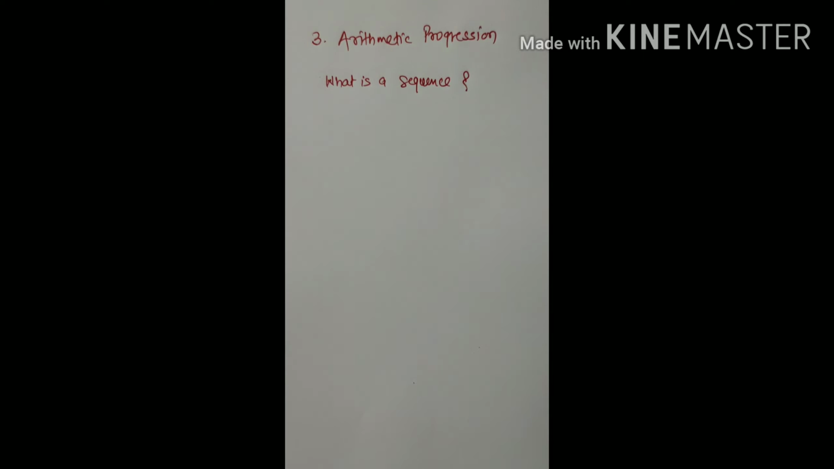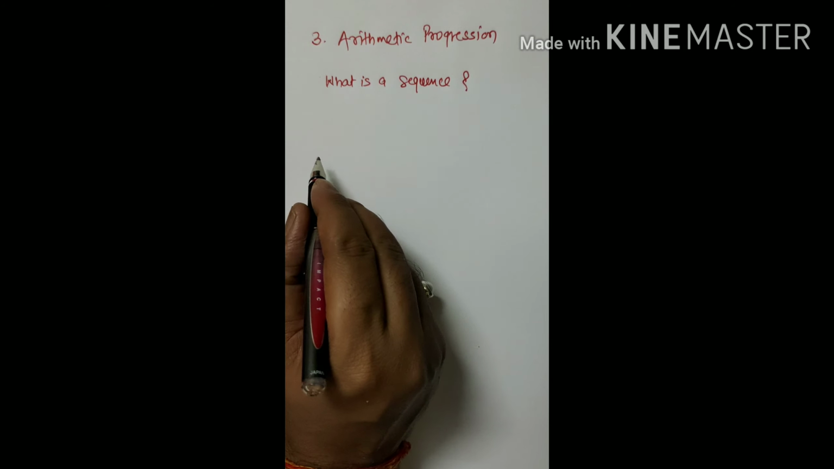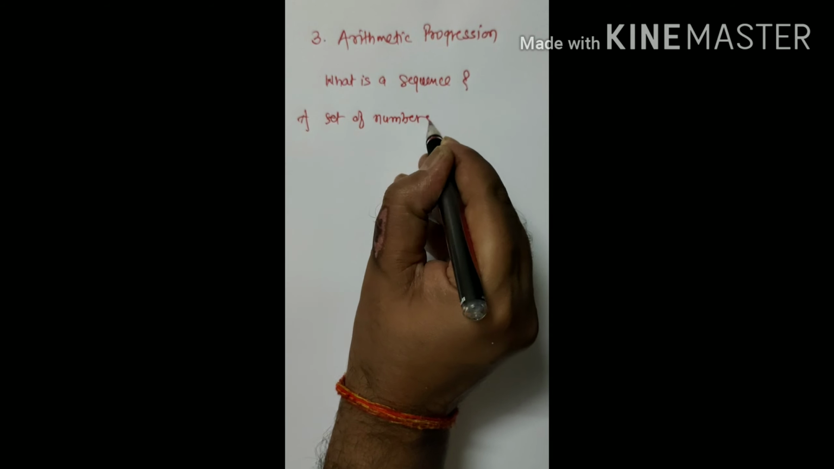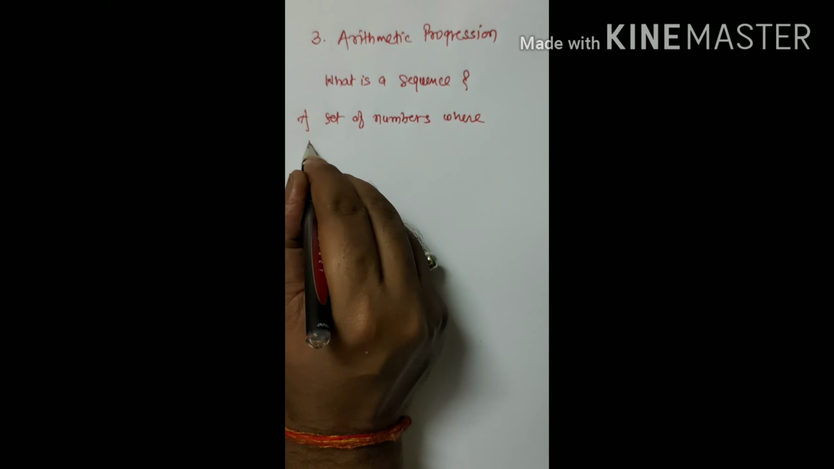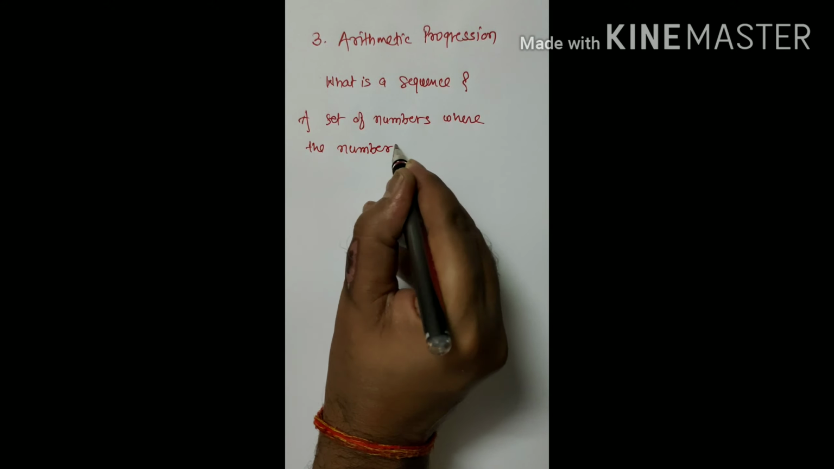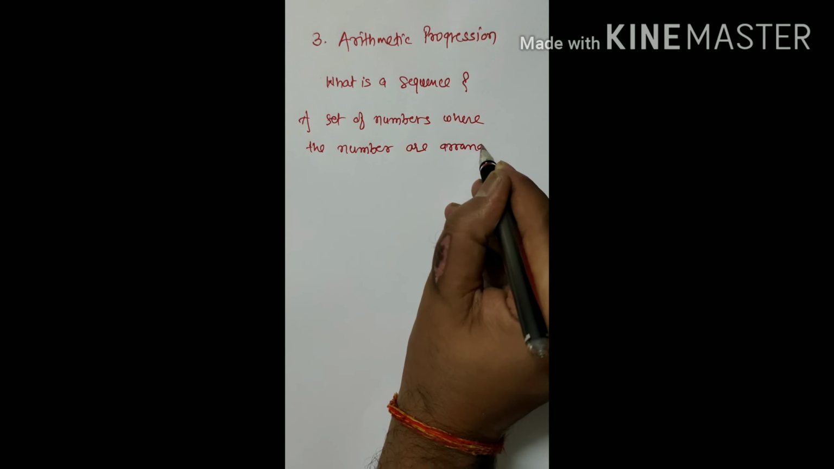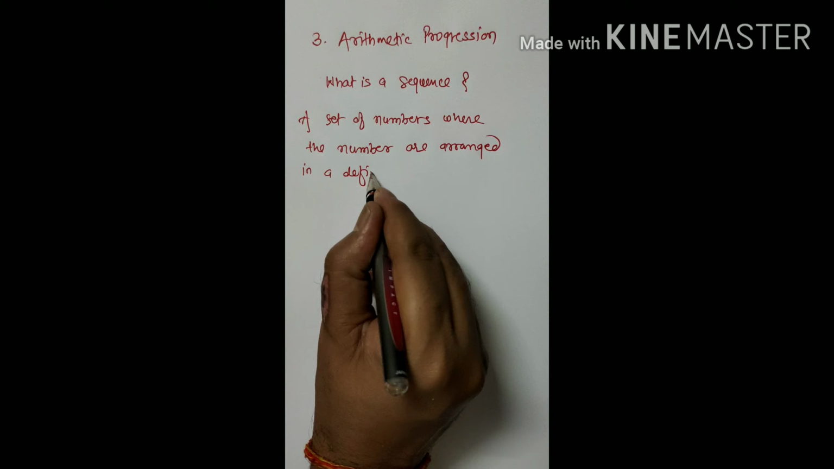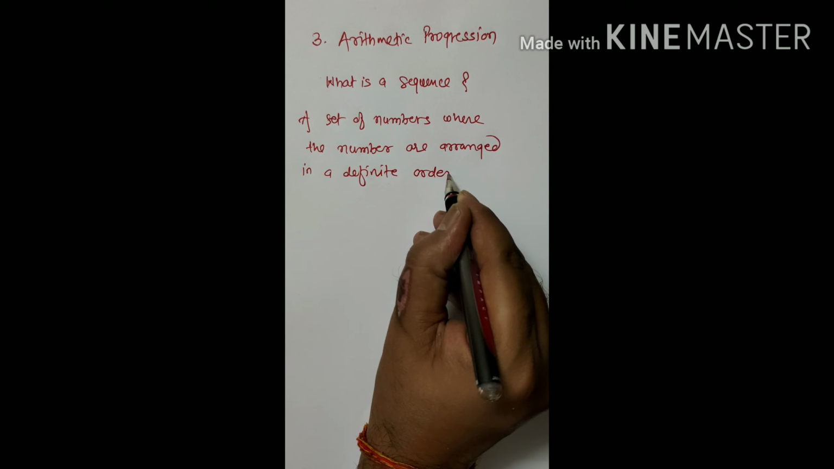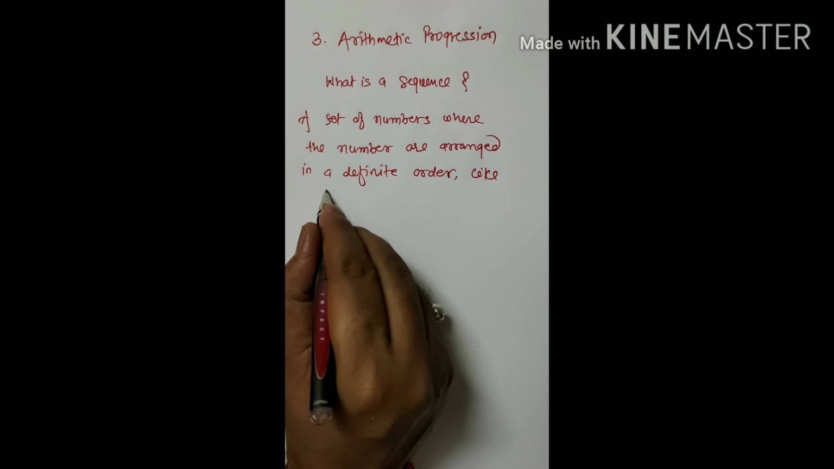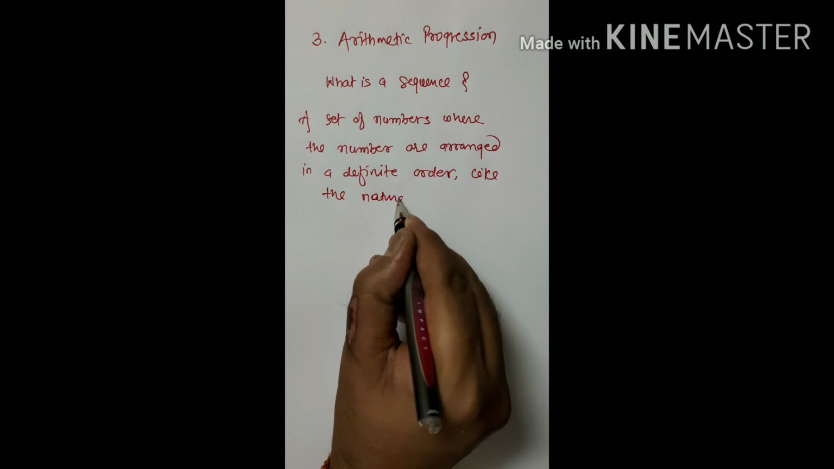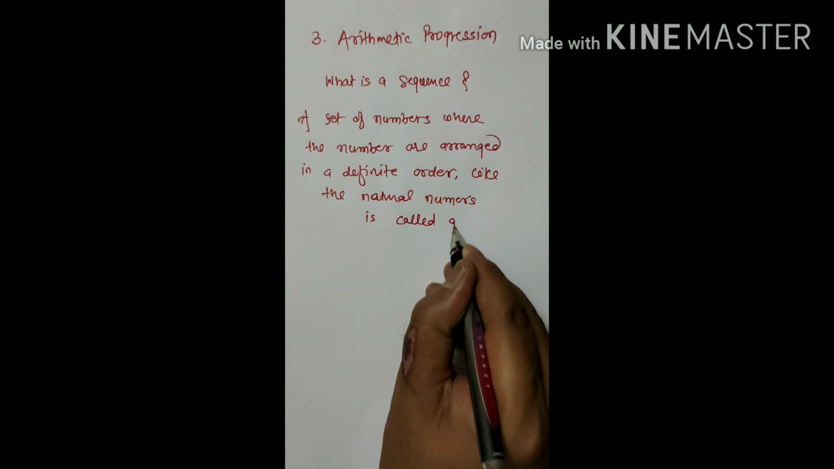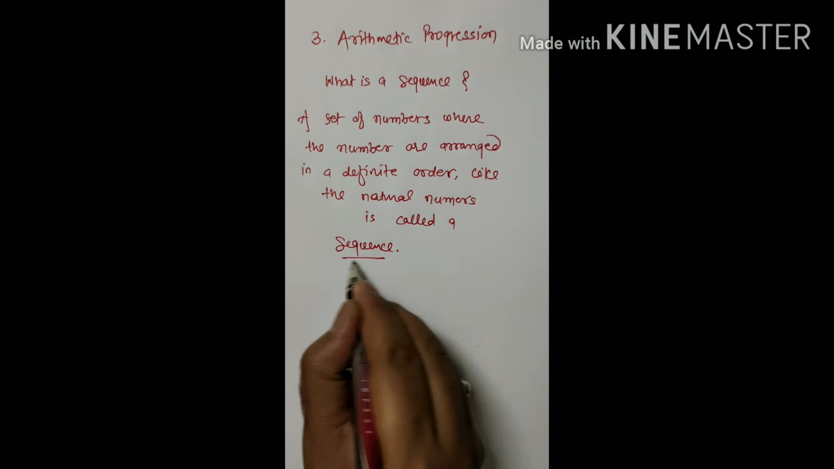Now student, sequence is, according to the textbook, a set of numbers where the numbers are arranged in a definite order, like the natural numbers, is called a sequence.